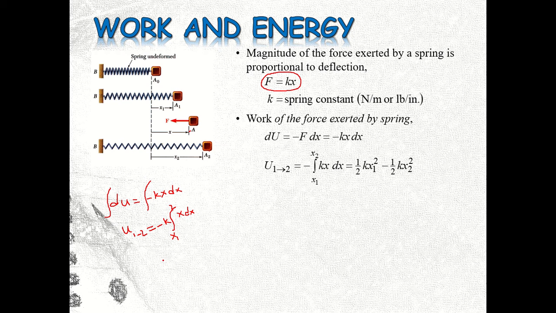Okay, so applying the integral of x to the n equals x to the n plus 1 divided by n plus 1, we therefore have x squared divided by 2, and the limit is from x1 to x2.